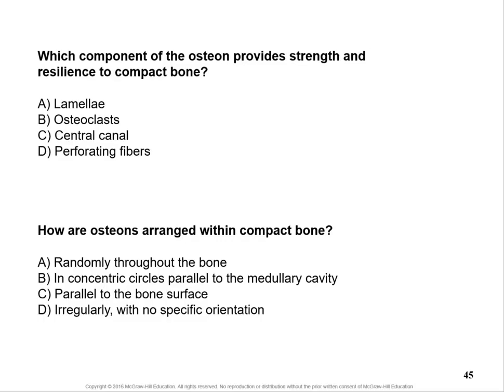How are osteons arranged within compact bone? A, randomly throughout the bone. B, in concentric circles parallel to the medullary cavity. C, parallel to the bone surface. Or D, irregularly with no specific orientation. The correct answer is B, in concentric circles parallel to the medullary cavity. Remember, so this is going to be parallel to the long axis of the bone.